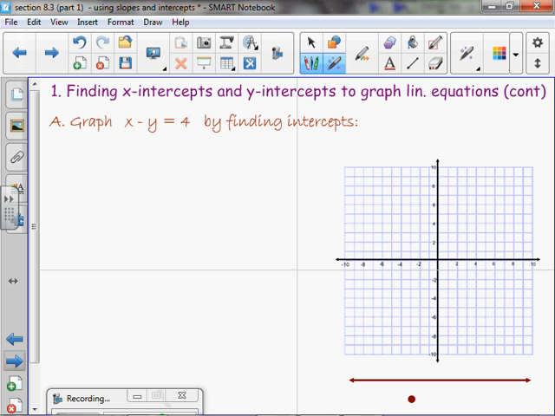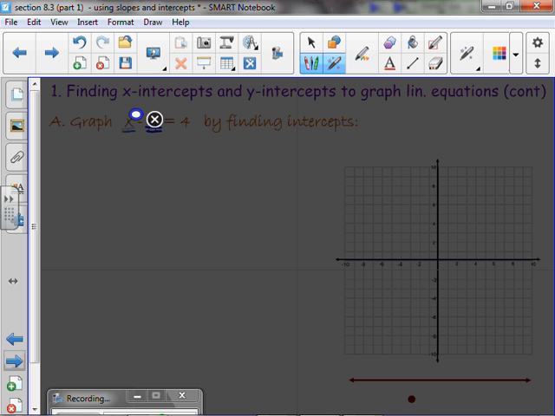Once again, I'm going to look at this equation right here. I'm going to say, is this a linear equation? Well, here are the things I'm going to look for. Do I have 1 or 2 variables? Yes, I have 2. Do either of them have exponents? Do I have an exponent here?